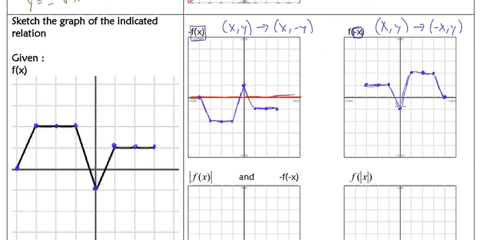There's our graph. Now notice, as we mentioned at the very beginning of this problem, it's reflected across the y-axis this time. So this one was reflected over the x-axis. This time it's reflected over the y-axis.